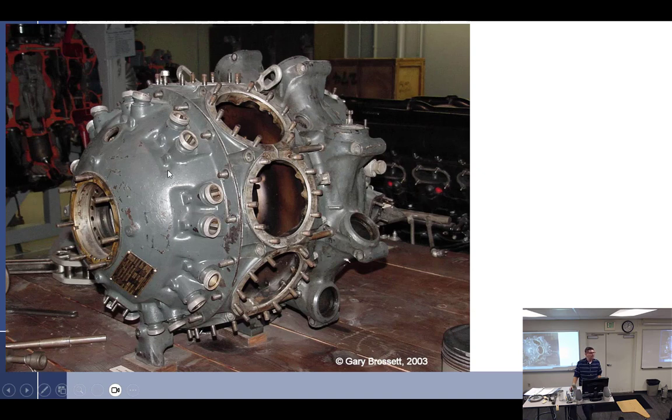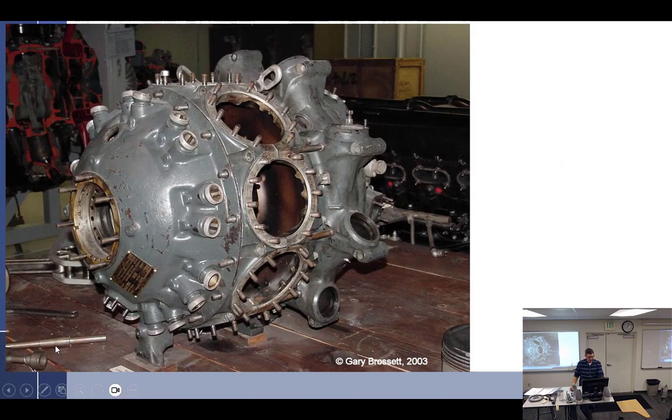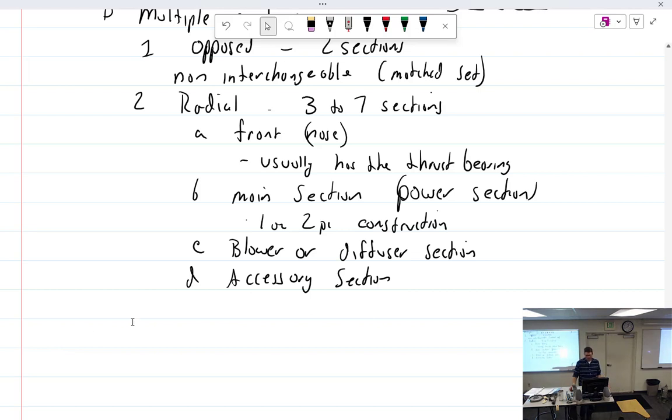A smaller engine. So how about a nose case, a one-piece power section, and then an accessory case on the back? That's 3. It wouldn't have a blower or anything? Nope. I just told you, the Continental does not have a blower. But I think that one has 4 sections, because it has a split case there. Some of them do not have a blower diffuser section.